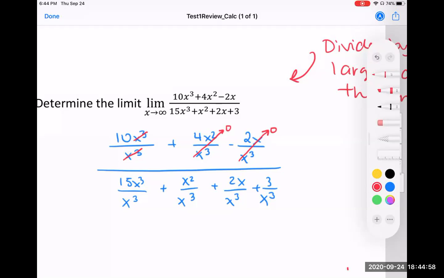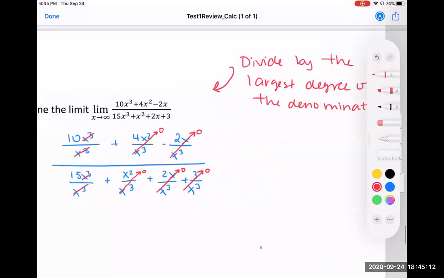In my denominator, that first term will give us 15. That second term will approach 0. That third term will approach 0. And that fourth term will approach 0. So we're left with just 10 over 15. So our limit as x approaches infinity, reduced, would be 2 over 3. That is our limit.